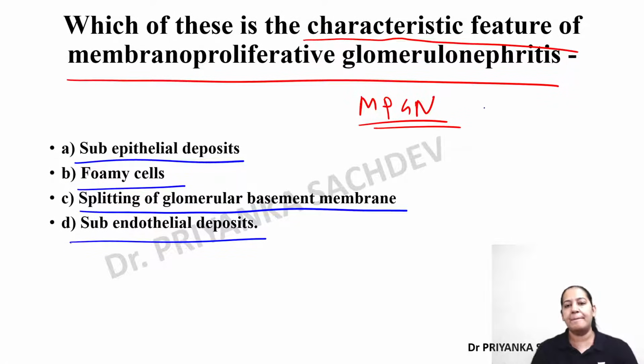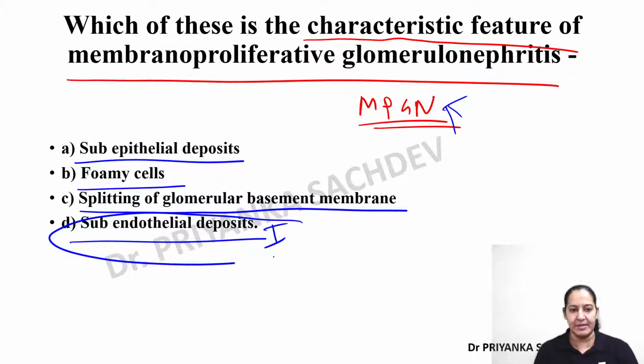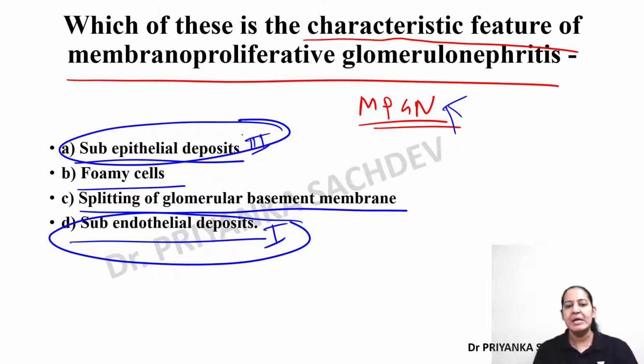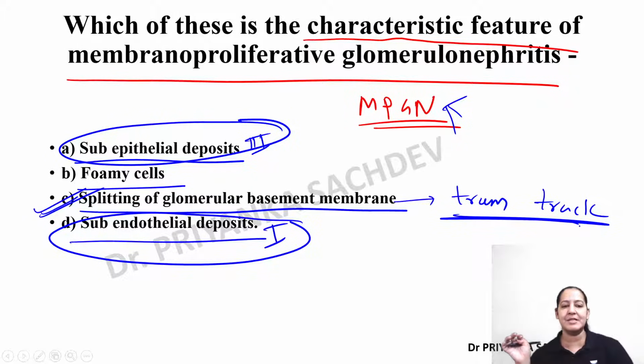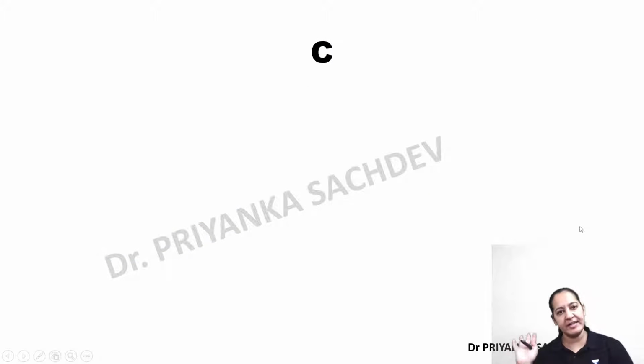So you will say MPGN is of three types. In type 1, subendothelial deposits are there. In type 2, intramembranous deposits are there. In type 3, anywhere can be there, so subepithelial can be there. So these are not the characteristic feature. The characteristic feature is C, that is splitting of the glomerular basement membrane, which gives the tram track appearance. I've told you this appearance is known as tram track appearance. Give me a thumbs up. So the correct answer here is C.